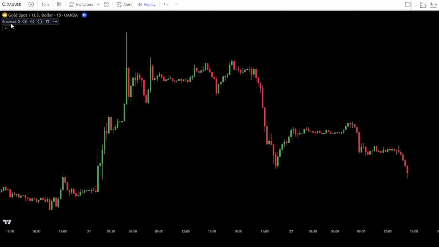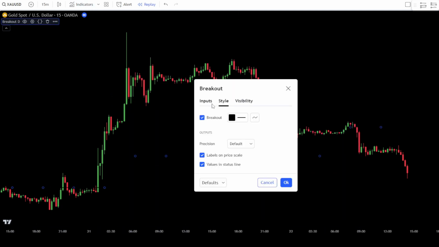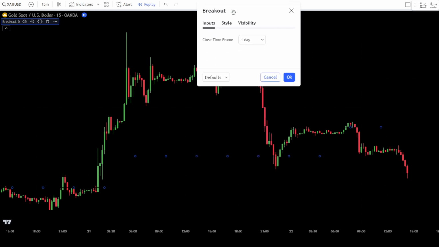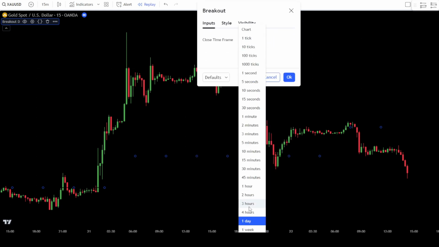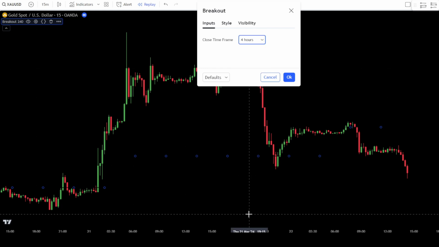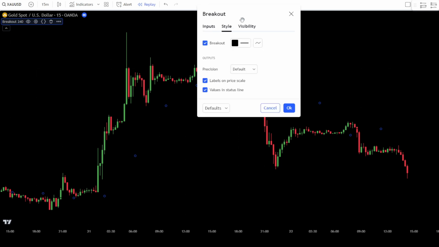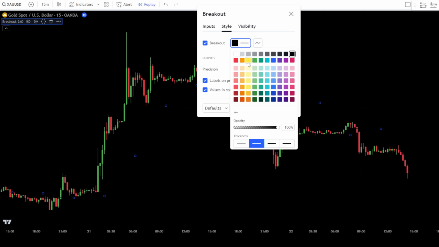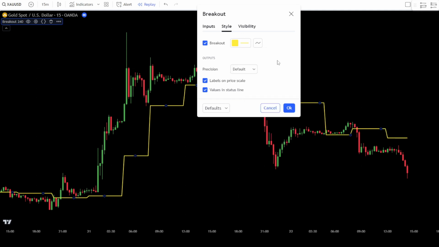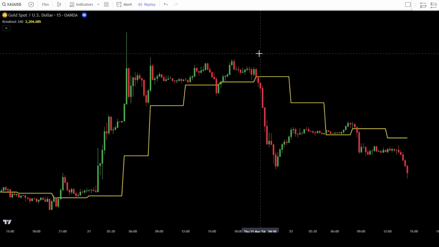Next, configure the Breakout Line indicator. Since the chart we are using is a 15-minute chart, set the close time frame to 4 hours. After that, go to the Style tab. In the Style tab, change the color of the breakout line to yellow. Once done, simply click OK to confirm the changes.